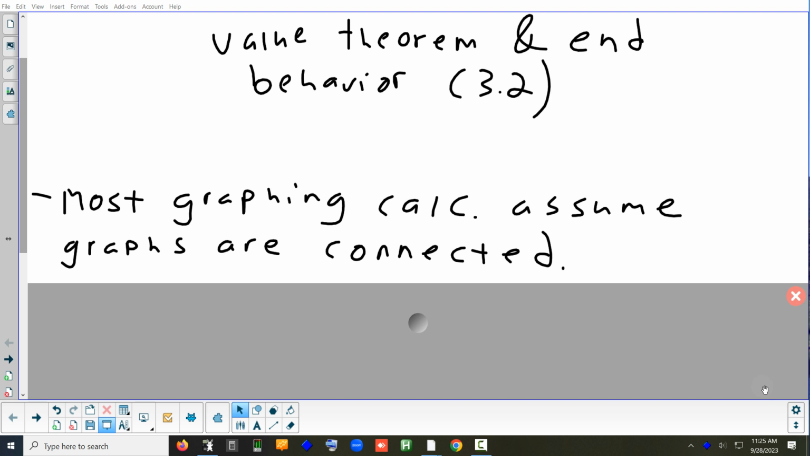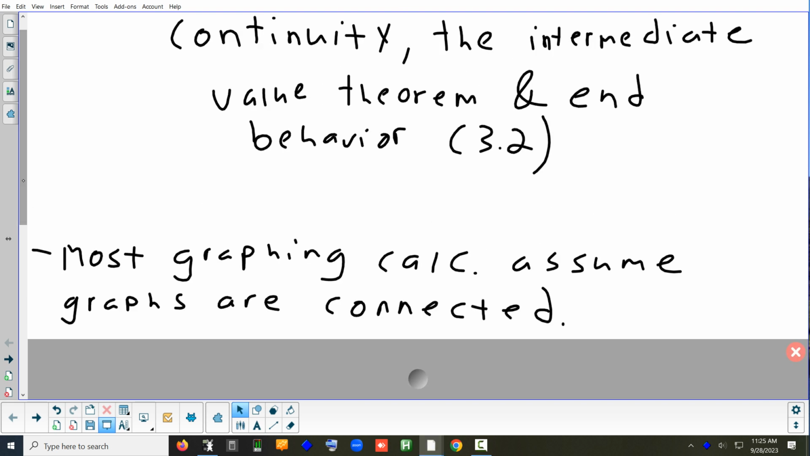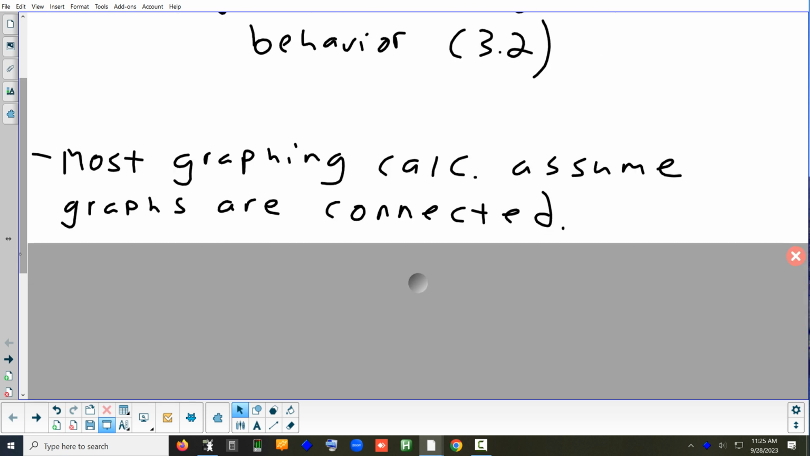All right, so 3.2 is on continuity, intermediate value theorem, and behavior. Okay, so as I said before, most calculators like to draw graphs that are connected. Older calculators actually had problems with graphs that were not connected. They wouldn't always draw them correctly. Our calculators do a little bit better job drawing graphs that you kind of have to lift your pencil up and put it back down to keep drawing.